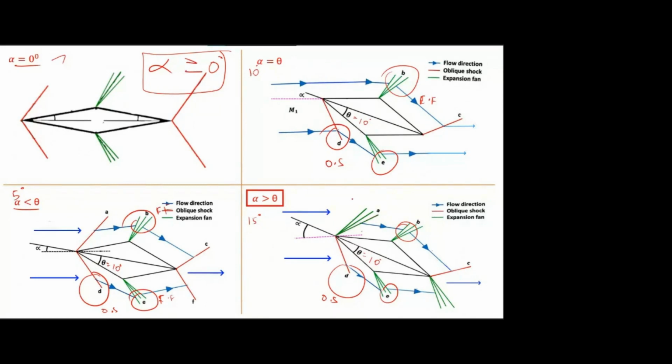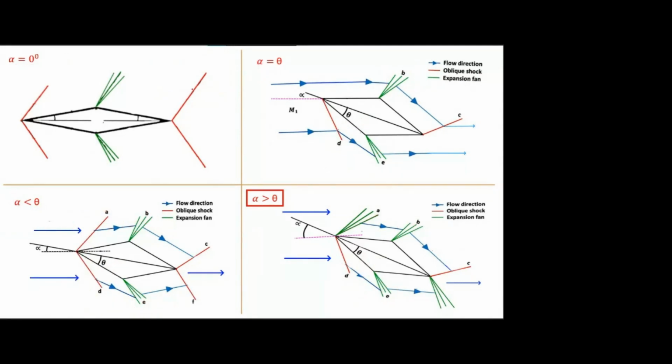Yes, sir. So whatever the case you are simulating, these two corners are fixed: here oblique shock, here expansion fan. Only this one will vary, depending upon the alpha-theta relation. For that also I have a short form. I have taken alpha less than theta, equal to theta, greater than theta. You can remember this short form: first one is oblique shock, next one is no shock, next one is expansion fan.